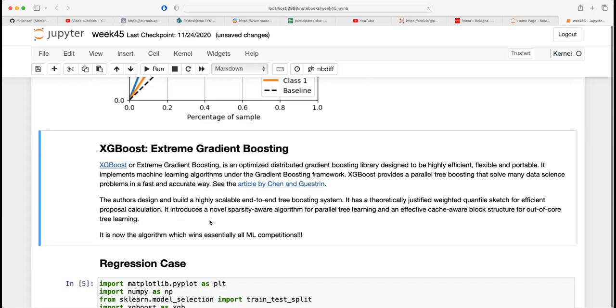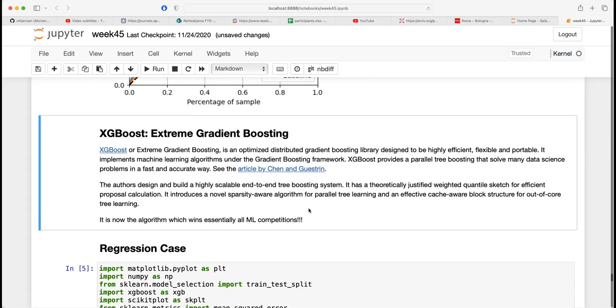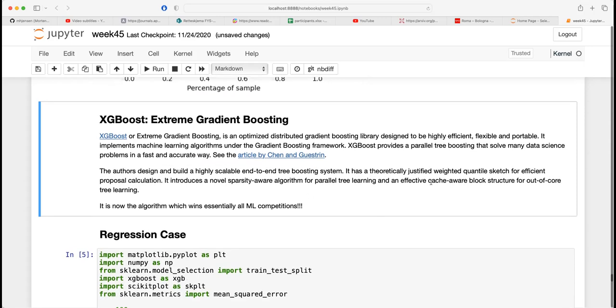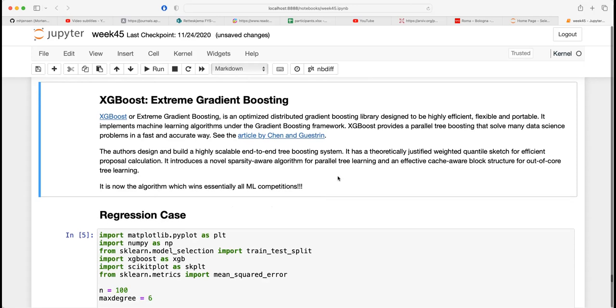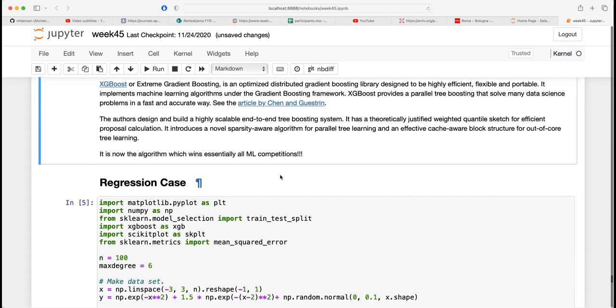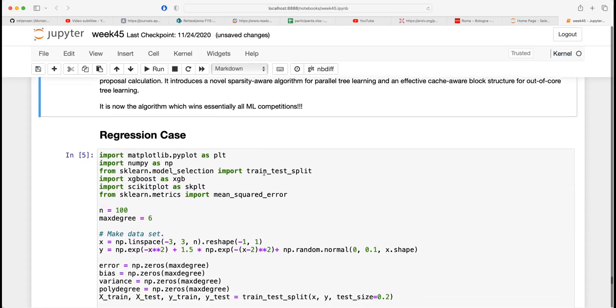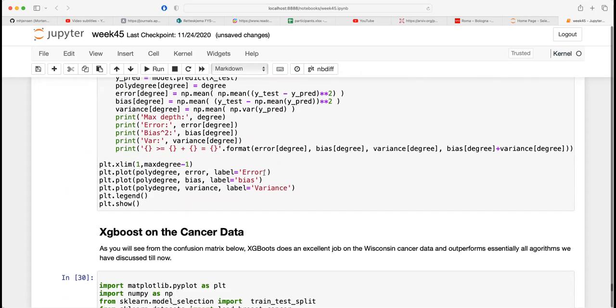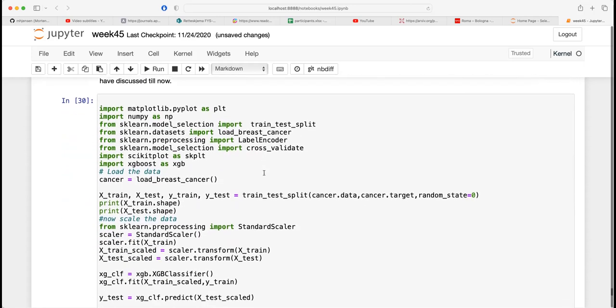What they design and build is a highly scalable tree boosting system. It says it has a theoretically justified weighted quantile sketch for efficient proposal calculations, whatever that means. I haven't been able to understand that fully. But it's actually one of the algorithms which wins many of these machine learning competitions. One of the things you will see is that it doesn't do that well on regression cases.